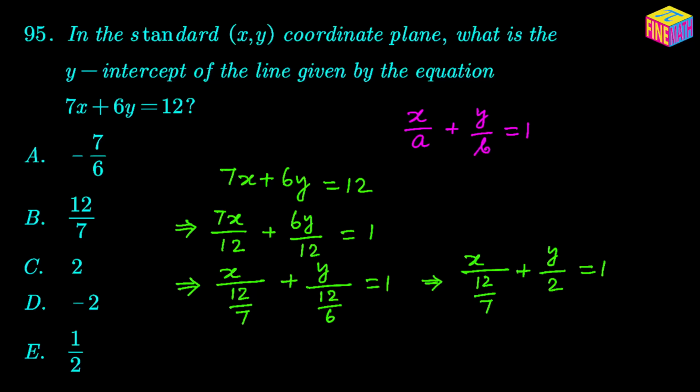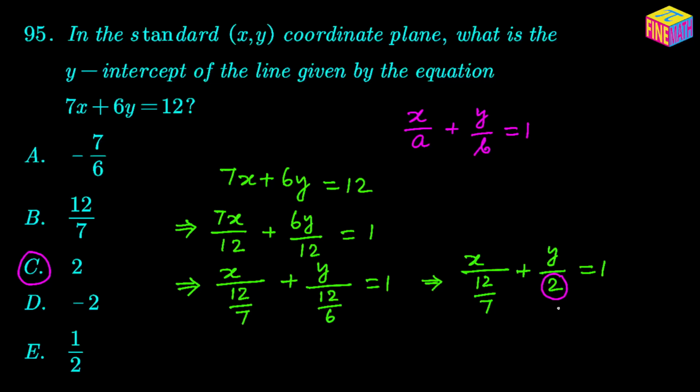So we have already found our y-intercept, which is positive 2. And if you look at our answer options, we have positive 2 under option C. So option C is the correct option. And in this question, you could have been asked to find out the x-intercept of this straight line. And in that case, we can clearly see that the x-intercept would have been 12 over 7.